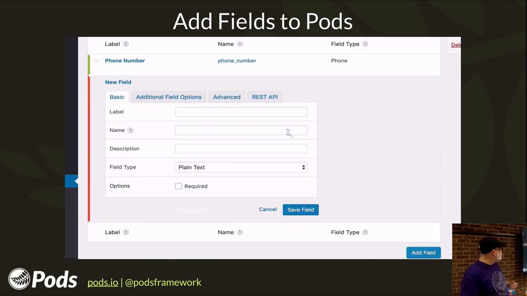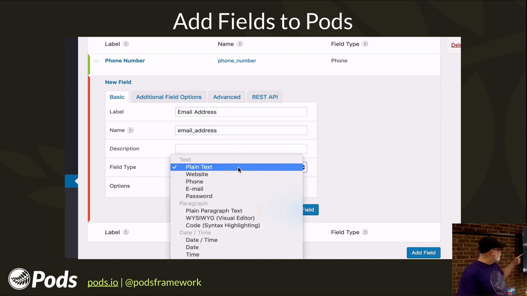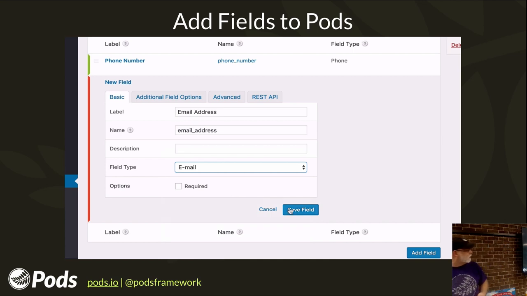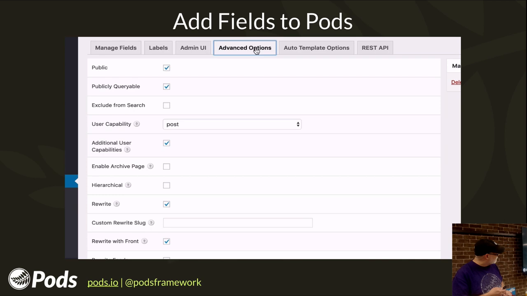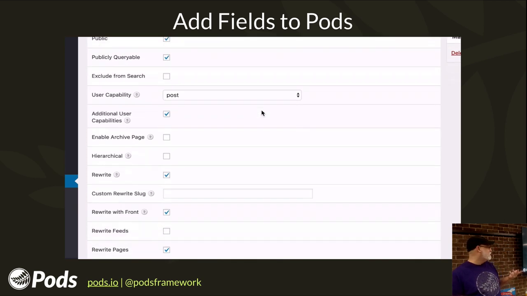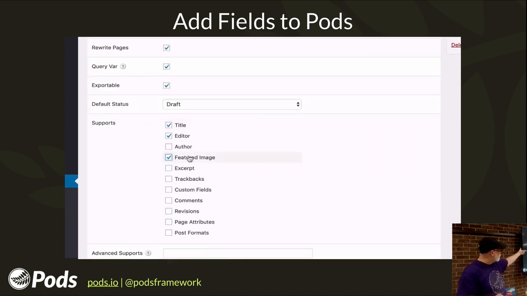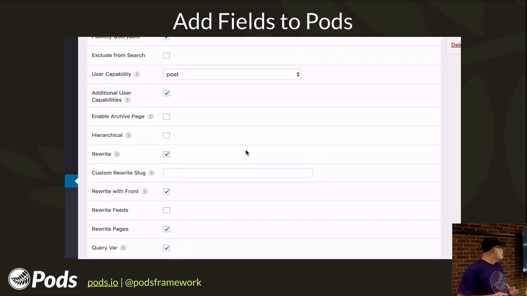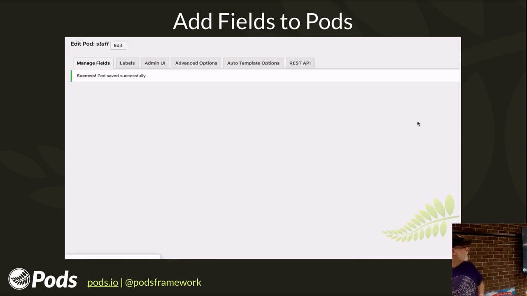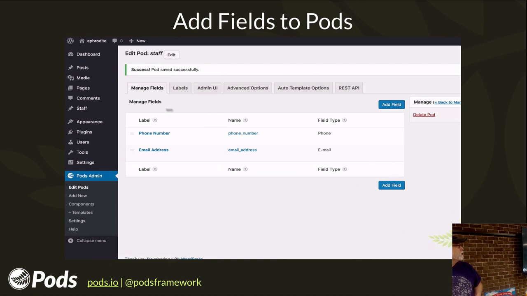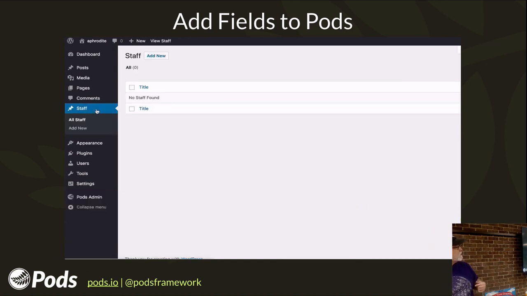I'm going to add another field for email address. And it'll do the exact same thing. It'll automatically create the programmatic name. And we're going to select email, hit save field, and then we need to add the featured image. So we're going to go down to the advanced options and select featured image under supports. And I want to be able to go view staff, so I'm going to enable the archive page as well. And that's pretty much it. We hit save pod, and there we go, our staff's back again.